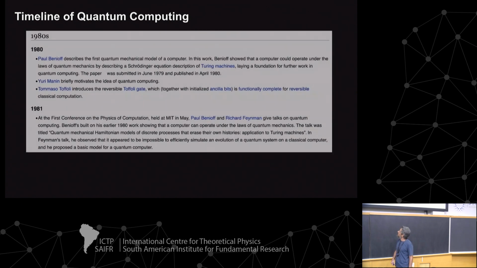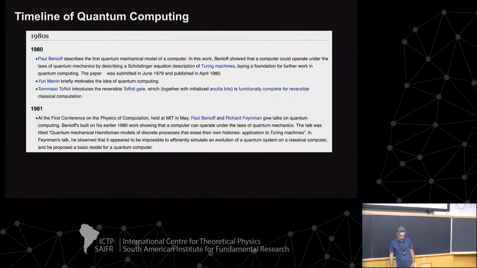So we also have 1980, Paul Benioff talking about Turing machines and using the Schrödinger equation. Yuri Manin, a Russian researcher, was also beginning with the idea of quantum computing. Then in 1981, we have also Paul Benioff and Feynman in the talk at the Conference on Physics and Computation at MIT, which is the most cited beginning of the idea of quantum computing. There's more, of course.